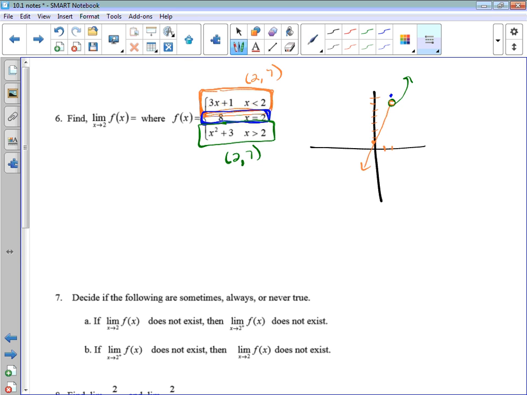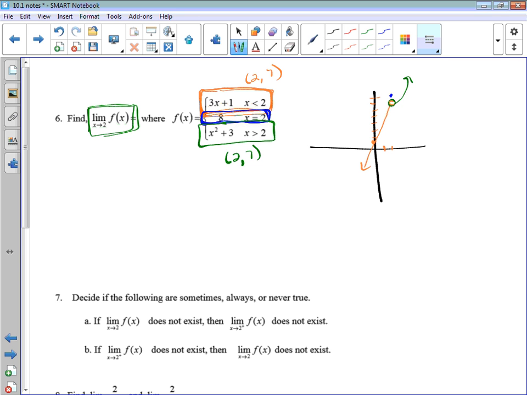That's a tricky one. All right, so I am asking you the limit as x approaches 2. So for the limit as x approaches 2, do I care about that blue dot at all? Probably not, right? No, I don't. So look, from the left, from the right, are they going to run into each other? Yeah, 7. 7, that's it.